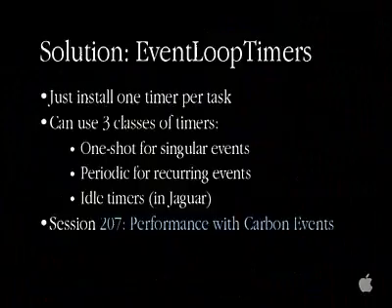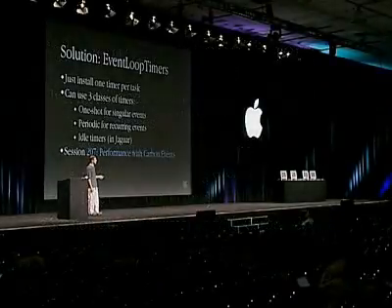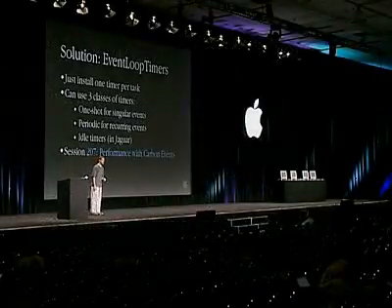There are also 3 classes of timers. There's one-shot for singular events. That is, let's say you build up a cache, you want to keep it around for a particular amount of time, and then flush it. You'd use a one-shot timer for that. There are periodic timers for recurring events, like an animation, cursor blinking, etc.